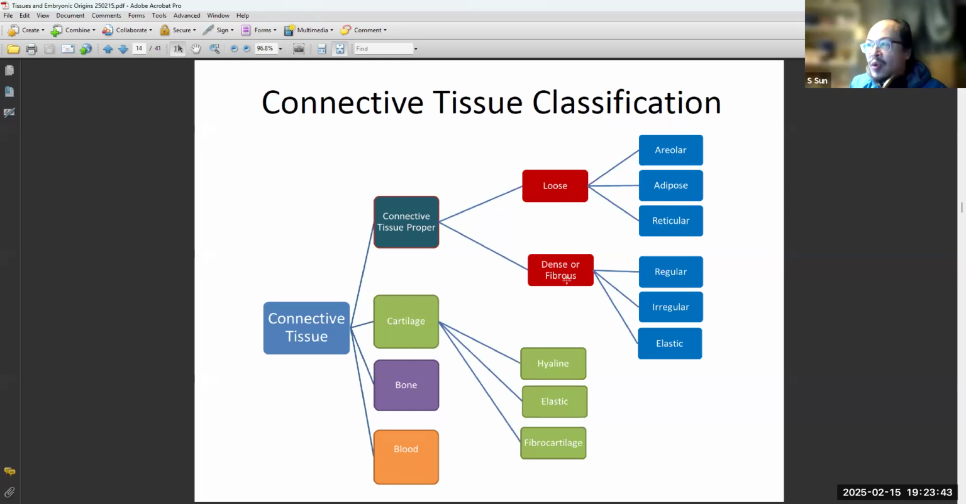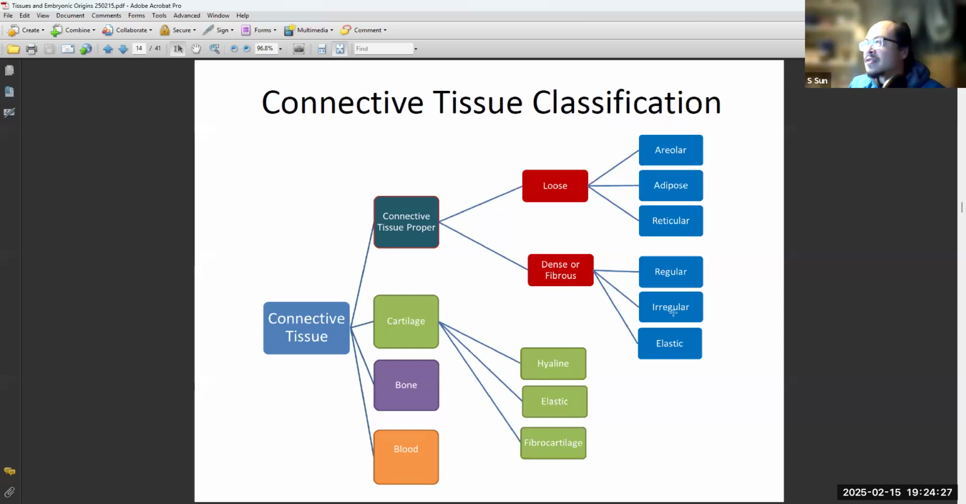For the dense or fibrous one, we have irregular dense fibrous structure. The fibrous structure we are talking about is this matrix, the protein fibers. It could be very regular. It could be very irregular. Another one is called elastic, so it has some elasticity. So all these can be found in our body between our organs, in different locations, and they don't have a specific function. They basically just provide some support of our organs.